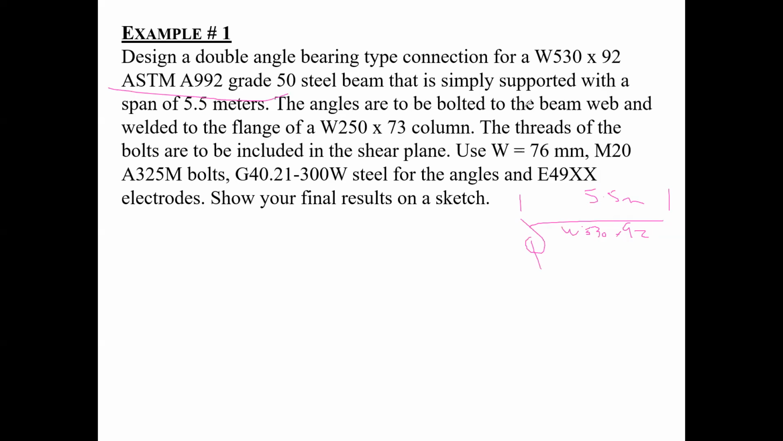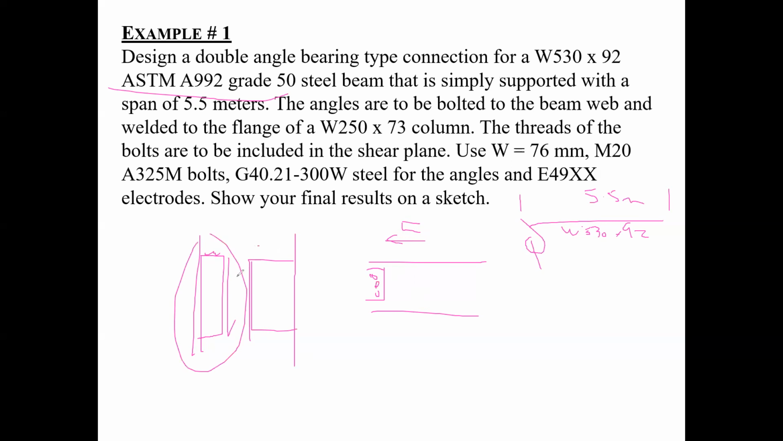Now, the angles are to be bolted to the beam web. So here's my beam, like this, and on this side, I will be bolting the beam. And then on the column side, this is the column. If I'm looking in this view here, this is the elevation, I am going to be welding the two angles on the column. So this will all be done in the shop, and then in the field they will come and slip this in here and then bolt it together, and the whole thing gets erected.